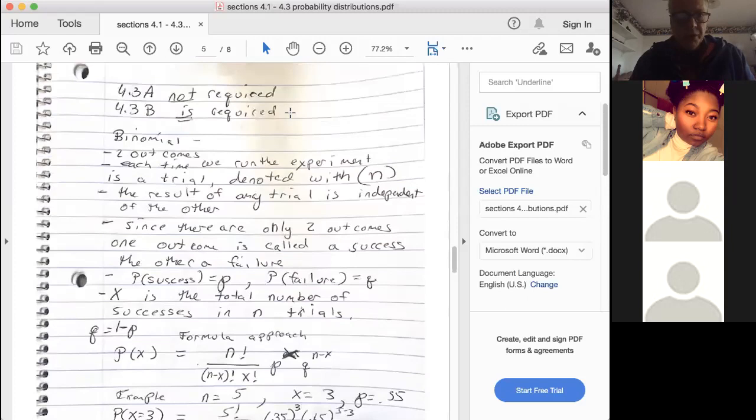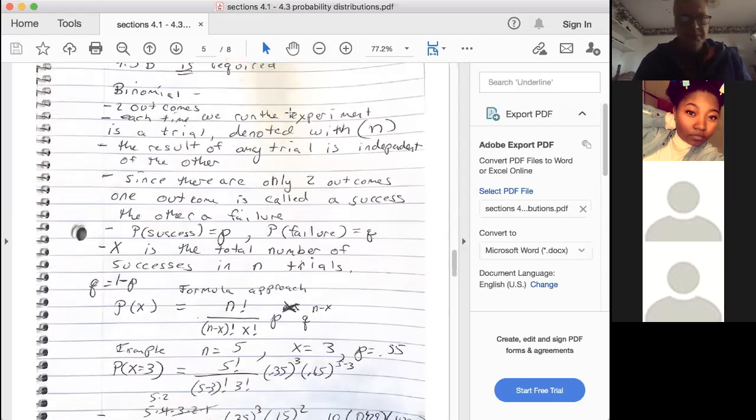So what is a binomial? A binomial has 2 outcomes. Each time we run the experiment, it's called a trial. It's denoted as lowercase n. The result of any trial is independent from the next. So in other words, tossing a coin is binomial. I either get heads or tails. Say I'm going to toss a coin 10 times. That means I have 10 trials. If I get heads on the first toss, the probability of getting heads on the next toss hasn't changed. So everything is independent. Each time I toss it, the outcome is not determined by the previous outcome.